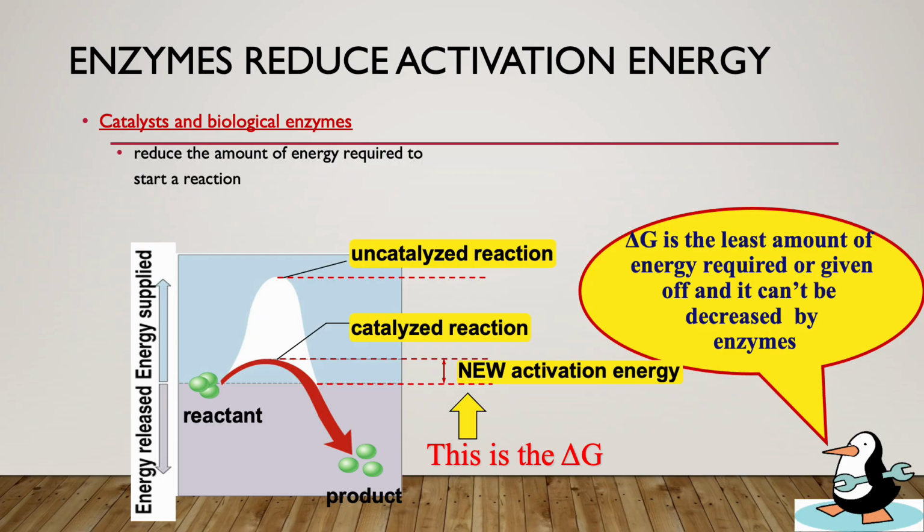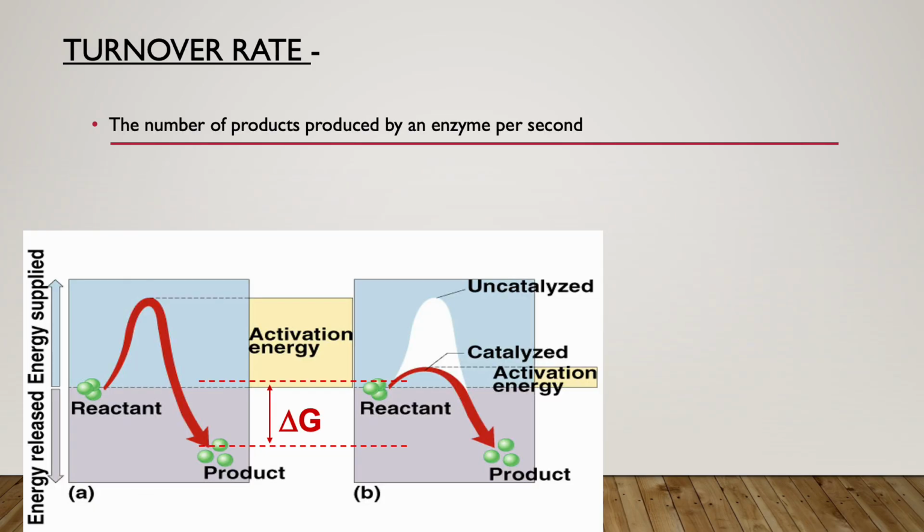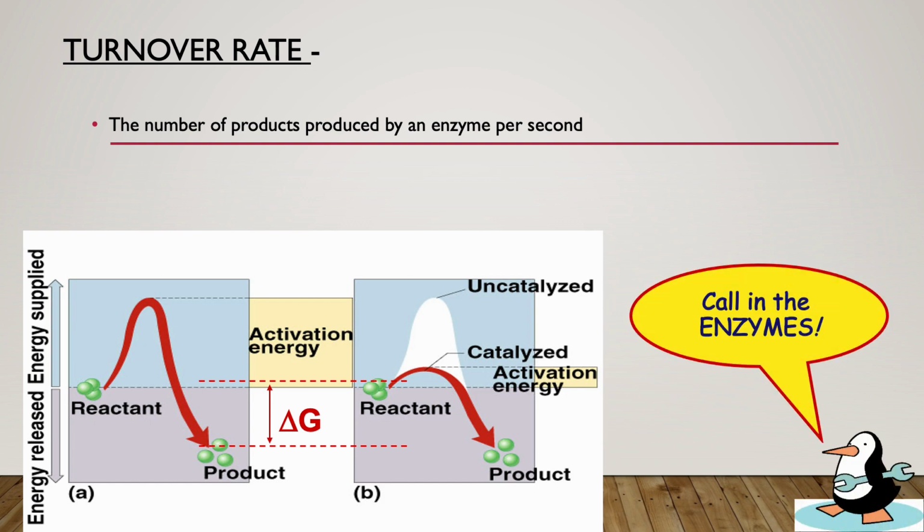Without enzymes, most reactions would occur very slowly, which would make it almost impossible for life to exist. The turnover rate is the number of products produced by an enzyme per second. So the enzymes really help because they allow us to lower that activation energy, which allows the reactions to speed up.